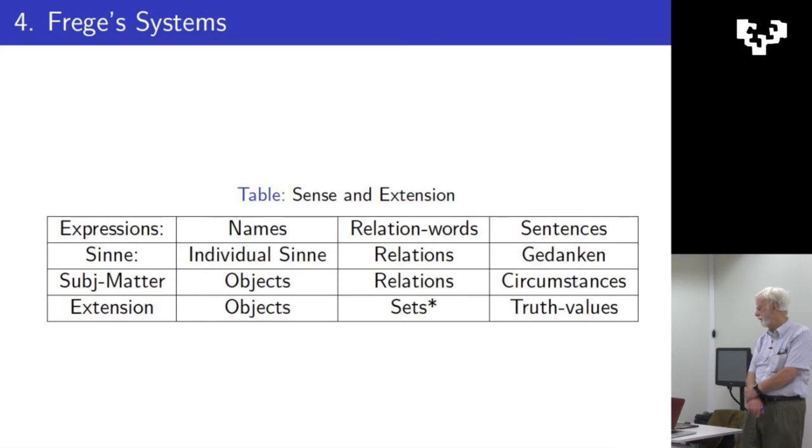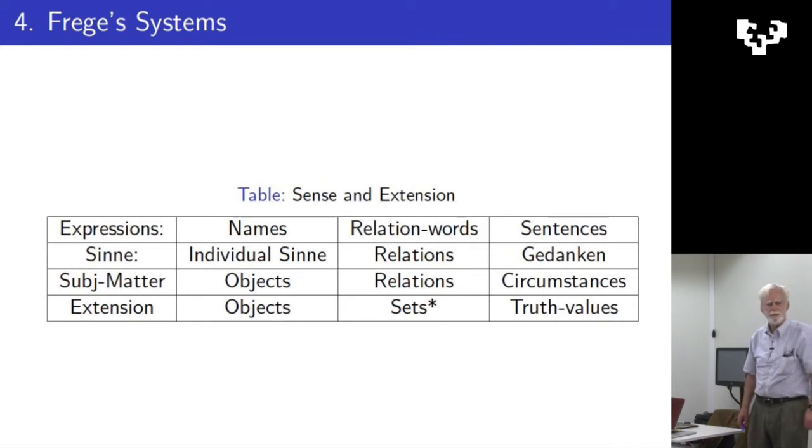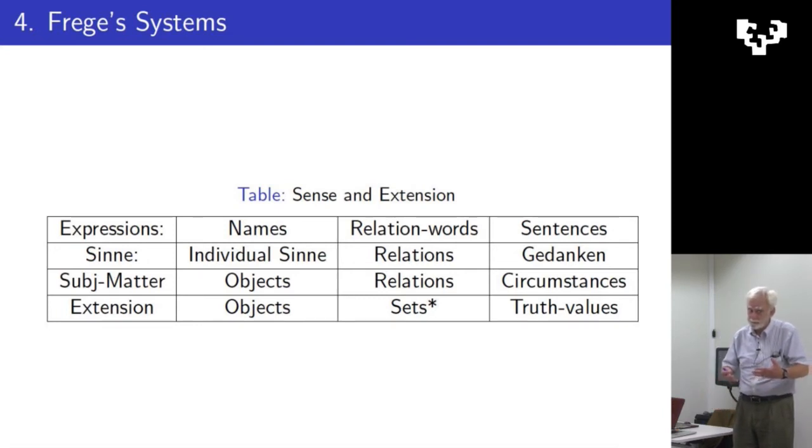So here's how you could combine them. You've got three levels. You've got expressions, names, relation words, and sentences. You just say, okay, Frege, I believe you, whatever Kripke's problems and Dinellan's problems and Kaplan's problems, we'll deal with them later. We'll assume every expression has a sense. And for names, it's an individual Sinn, that is a set of necessary and sufficient conditions that picks out an individual. For relation words, it's just the relation.